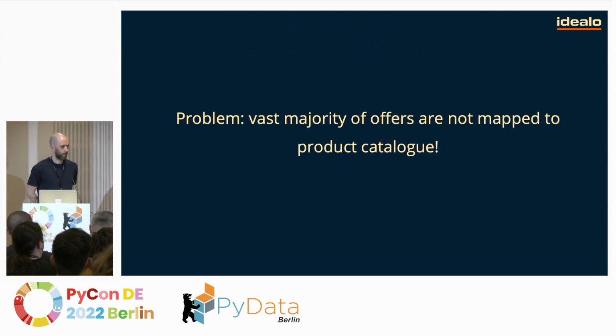We do have a problem, however, that the vast majority of offers are not mapped to our product catalog. We are talking of hundreds of millions of offers that we are simply not able to link to the products in our catalog. This, of course, is not ideal. It could be that a lot of these offers actually belong to products in our catalog, but we can't map them. The other case would be that we have a lot of products not available in our catalog that are however represented in all of these hundreds of millions of offers.